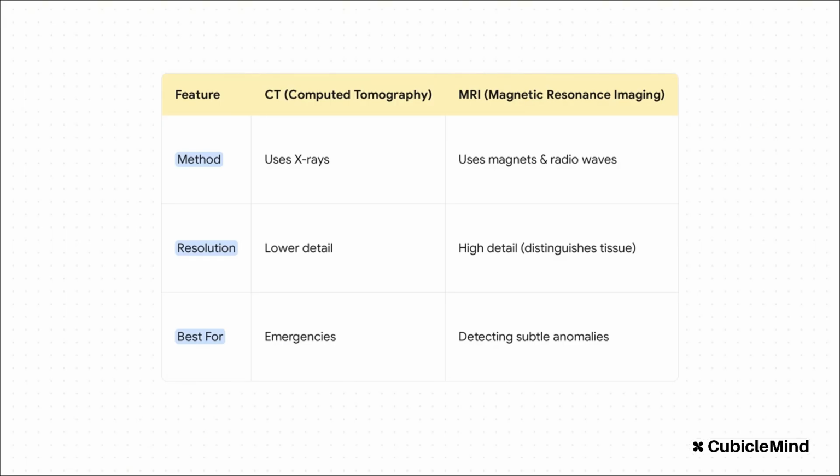And for that blueprint, we have two main tools. Now, CT scans are super fast and amazing in an emergency. They use X-rays to get a quick snapshot. But the real star of the show for getting a beautiful, detailed map is the MRI. It uses powerful magnets to create these incredibly crisp images that can even tell the difference between different kinds of tissue, like your brain's gray matter and white matter.